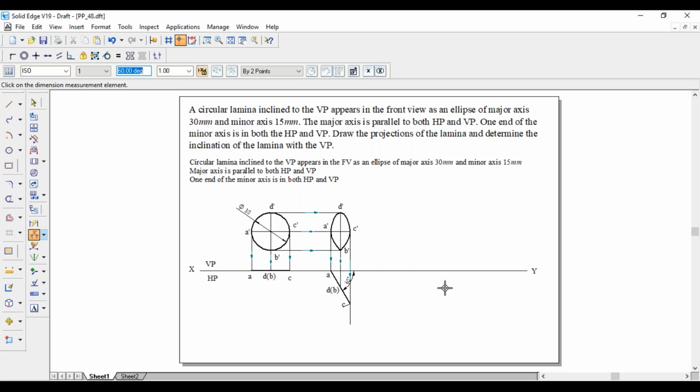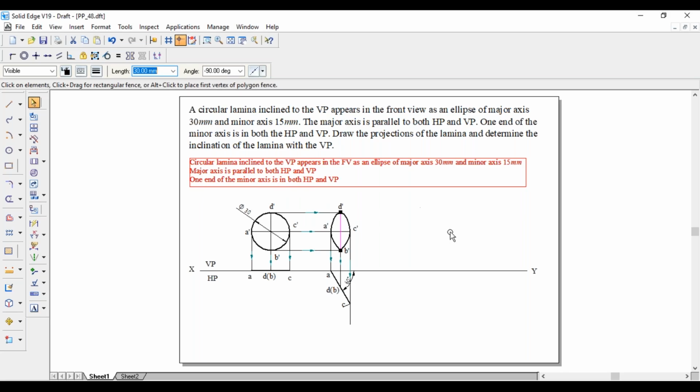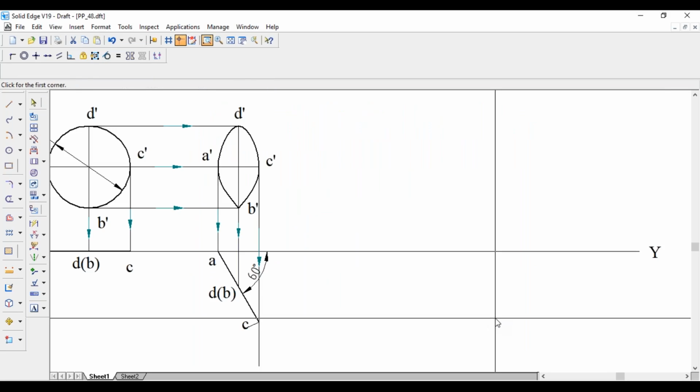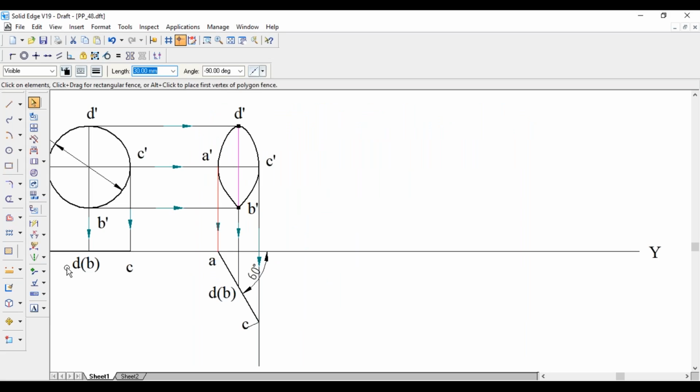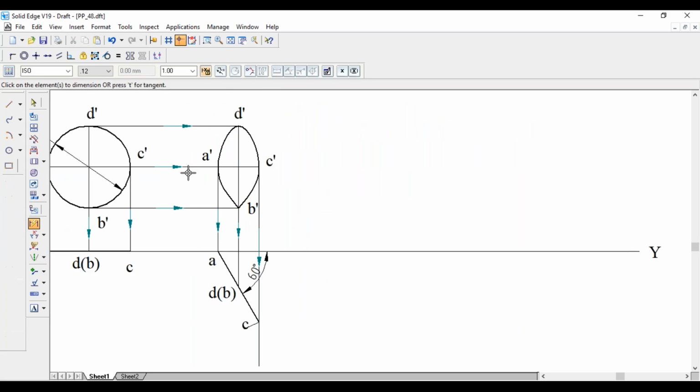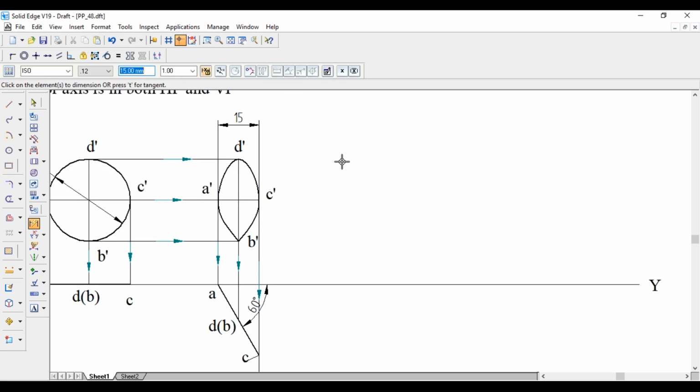For the third position, he has given that the major axis is parallel to both HP and VP. So here the major axis is B dash, D dash. It has to be parallel to both VP and HP, nothing but it has to be parallel to the XY line. Along with that, one end of the minor axis is in both HP and VP. So one end means already A is on the XY line, means here also A dash should be on the XY line. For that, B dash, D dash is 30 mm only, whereas A dash, D dash is 15 mm because it is a minor axis.